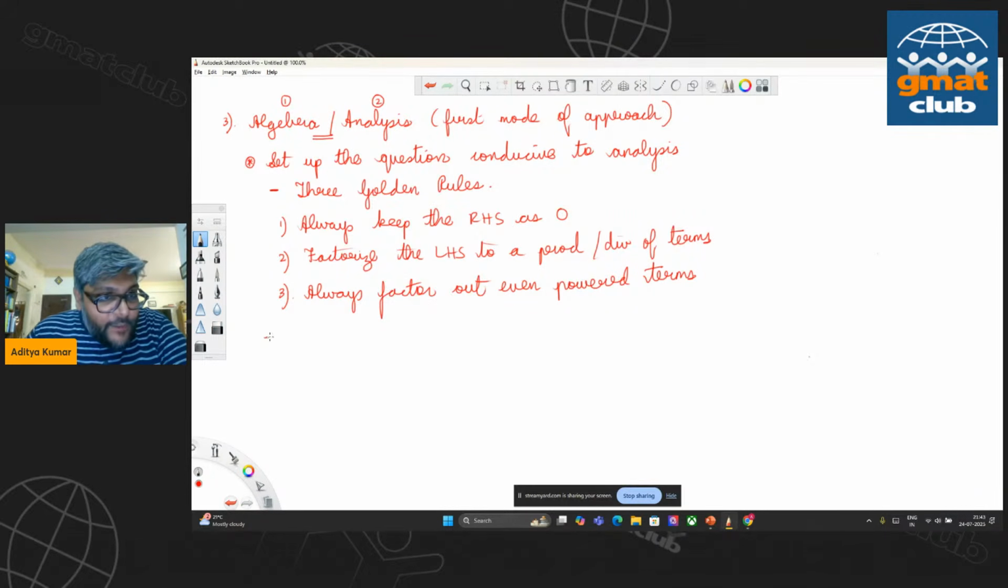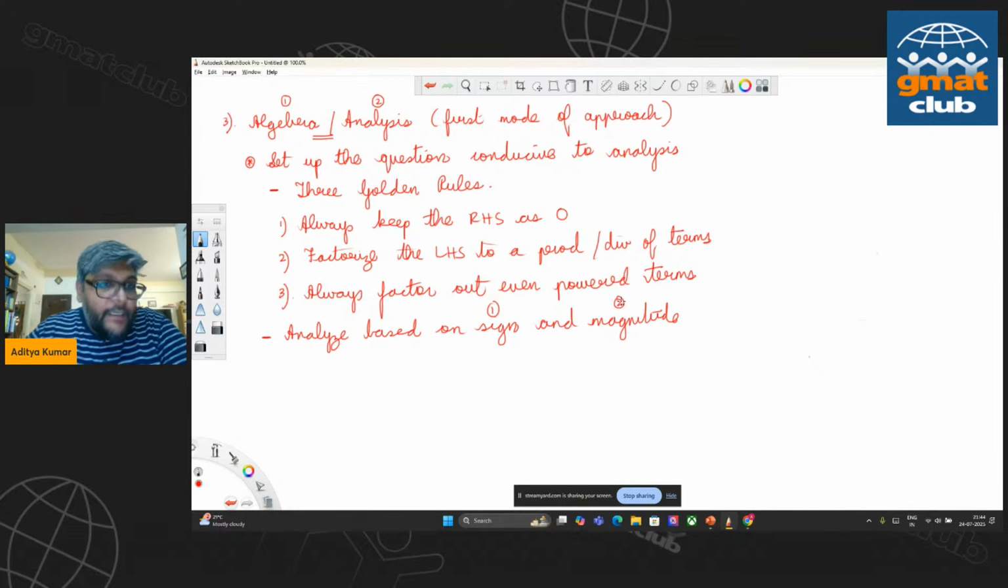And then what do you do? After you set things up using the 3 golden rules, you're always going to analyze. You're going to analyze the given equation based on sign. Sign analysis always takes dominance. And then based on magnitude. So this 3 golden rules always simplify your equation for you, which makes your analysis a lot more effective, a lot more easier to work with.